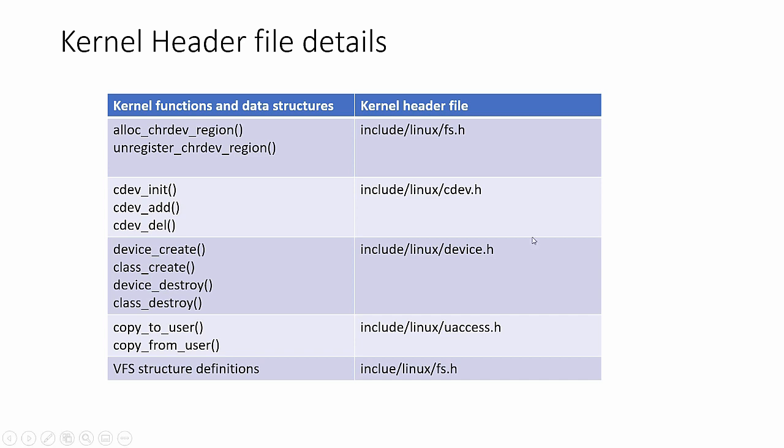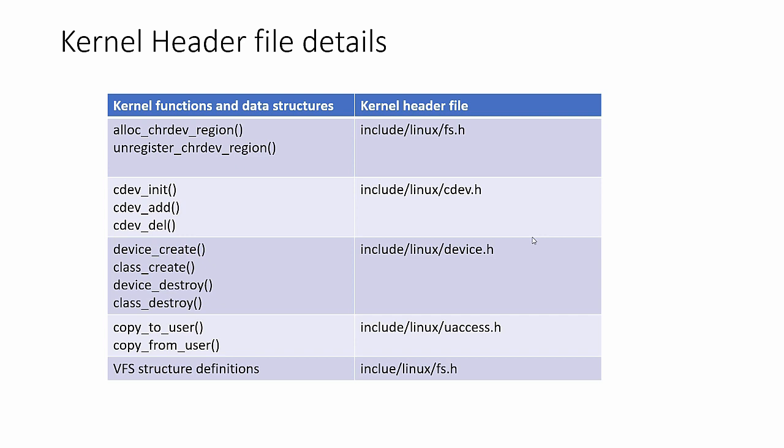Even if you are using any data structures of the VFS, such as the file_operations structure, the cdev structure, the file structure, which we'll be exploring in later videos, you should be using fs.h because the structure definitions are mentioned in fs.h. And for cdev_init, cdev_add, cdev_del, you should be using include/linux/cdev.h. And for device creation, class creation, device destroy, class destroy related APIs, you should be including linux/device.h.